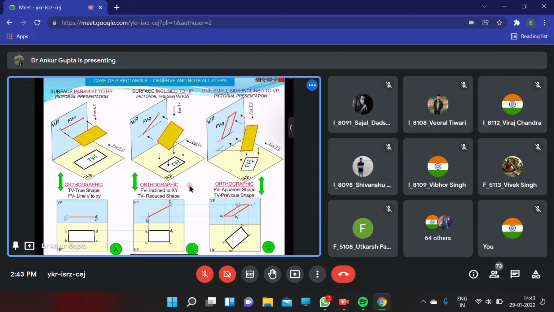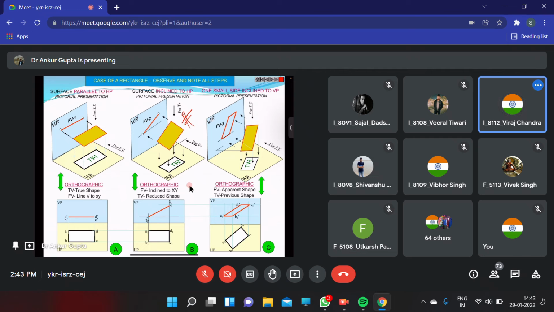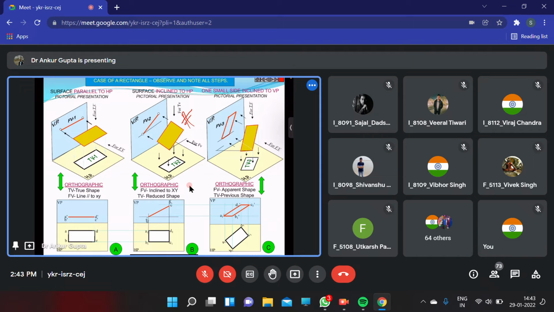This is a very interesting slide and a very important one. So far we have discussed this case. The third one is new. This case we have discussed already: surface inclined to HP, pictorial presentation. Okay, meaning the plane was inclined to only one plane. Isn't it? Everyone, please pay attention. In this case, what was happening was that we were getting the traces in the vertical plane. Is it clear? Here we got the traces in the second case, case number 2.